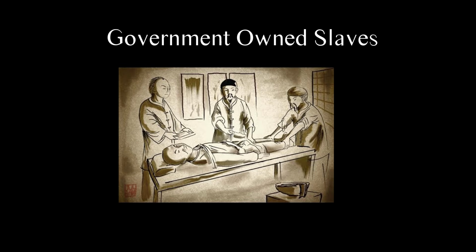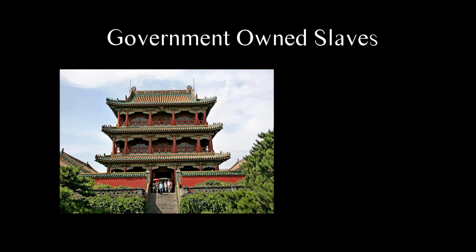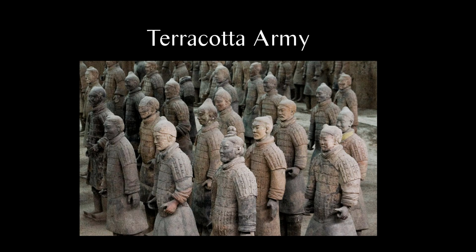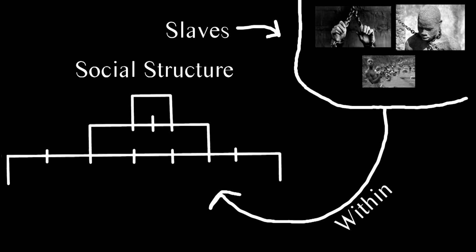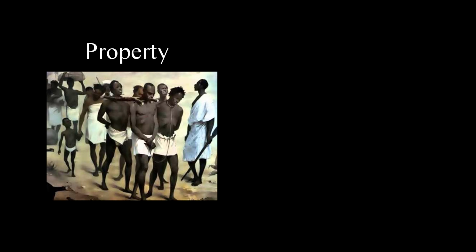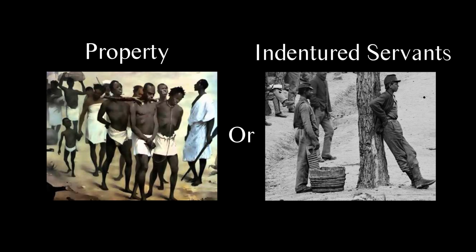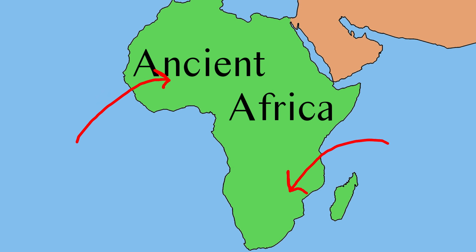Government-owned slaves, including the castrated criminals, were often sent to the imperial palace to work as housekeepers or on various construction projects like the Terracotta Army. Throughout ancient Africa, slaves were embedded within the structure of everyday life. While some were treated like property, others were treated more like indentured servants. The way they were treated varied from region to region.